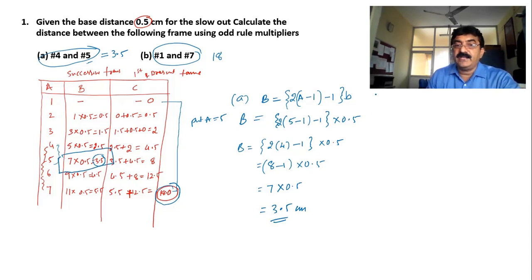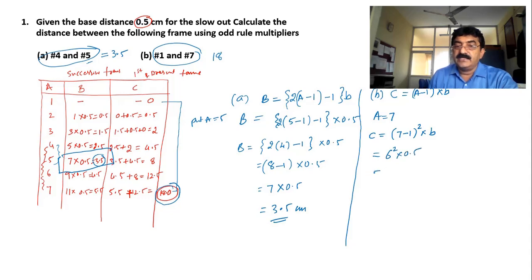Now coming to the second calculation. Second calculation is about C. You know, C is equal to (A minus 1) whole square multiplied by base distance. Well, substitute for A. What is A here? A is 7. Put A equal to 7, then C is equal to (7 minus 1) whole square into B, that is 0.5. That is 6 square into 0.5. 6 square is 36, into 0.5, it is nothing but 18 centimeter.